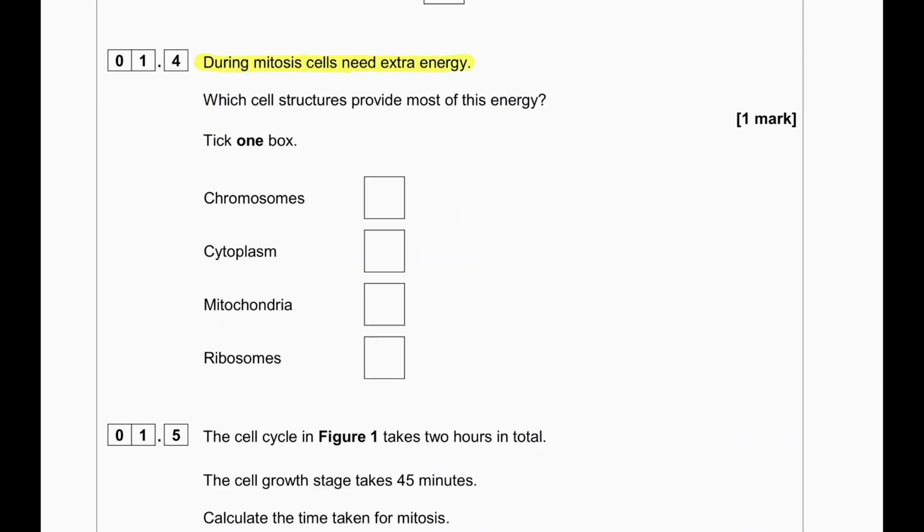During mitosis, cells need extra energy. Which cell structure provides most of the energy? The cell structure that provides most of the energy at any given time within a particular cell will be mitochondria. Ribosomes, as we already discussed, are needed for protein synthesis. Cytoplasm is the place where we can find ribosomes, the nucleus, and all the other organelles. And chromosomes contain the genetic material. So mitochondria is the correct answer.